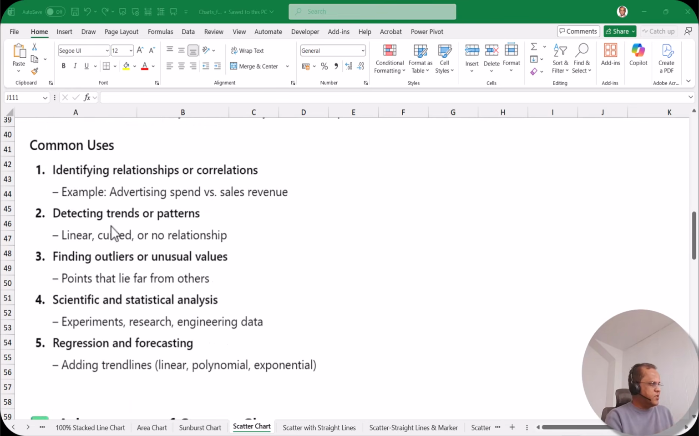The second one is detecting trends or patterns. Here we can identify whether there is any trend or pattern between the two numerical variables, whether it is linear, curved, or maybe there is no relationship between the two variables.